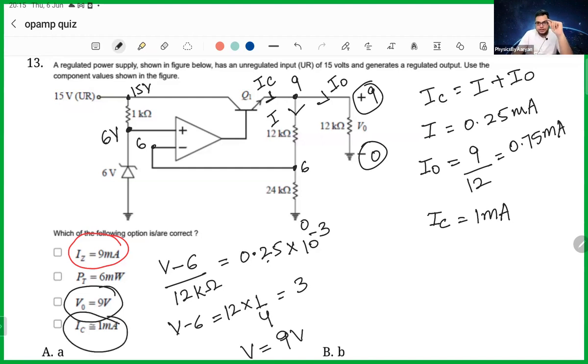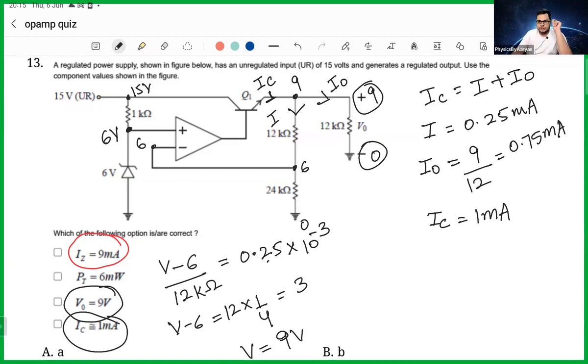So whatever is the total current coming from the collector, that is dividing into two parts. One is going down, one is going to the output. How much current is going down? 0.25. And how much current is going to the output? 0.75. If you add them, you get 1.